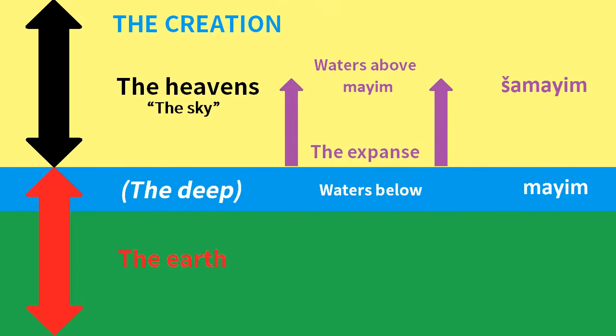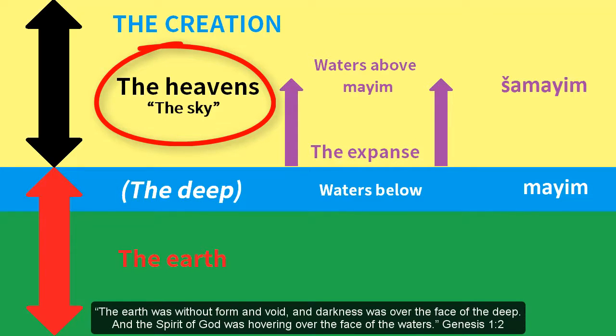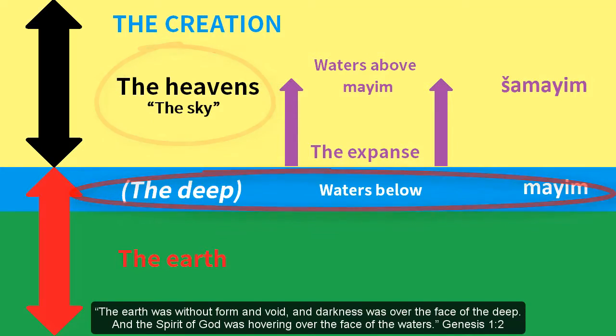Because ancient polytheists prayed to their gods for rain, Genesis explains how it was the God of the Bible who created the sky from which rain falls. The earth was without form and void, and darkness was over the face of the deep. And the Spirit of God was hovering over the face of the waters.